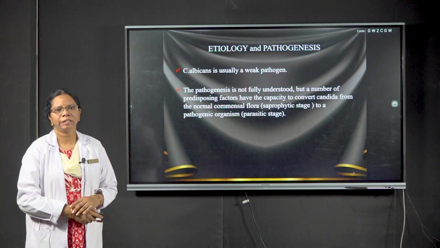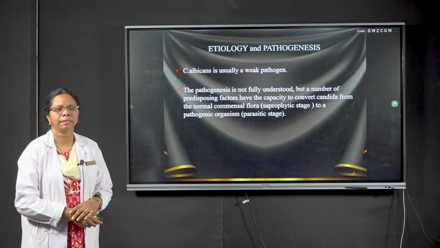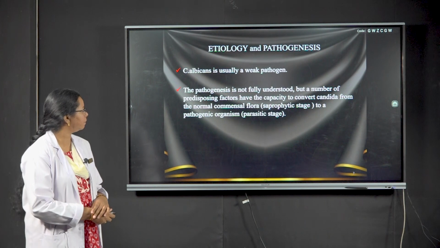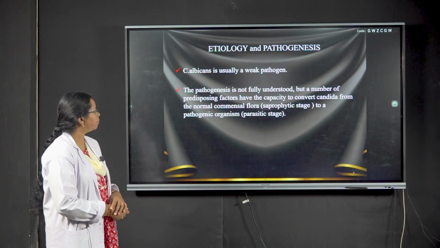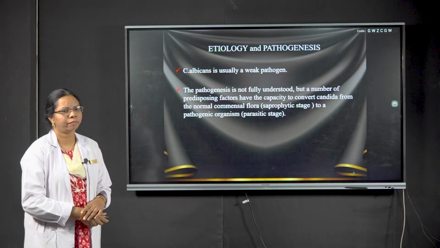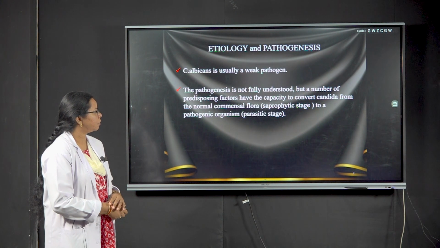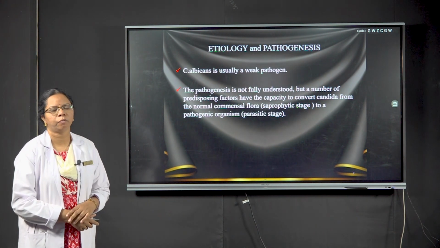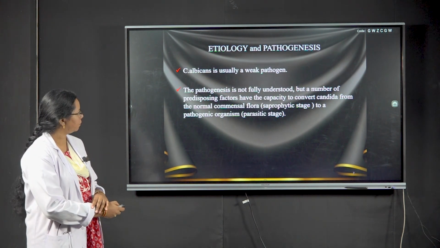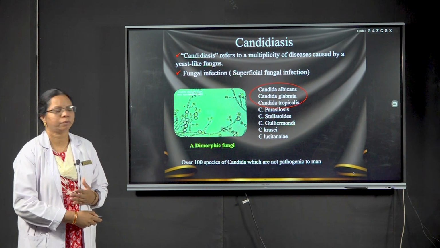Coming to the etiology and pathogenesis, Candida albicans is the main etiological agent. It is a very weak pathogen. The pathogenesis is not fully understood, but a number of predisposing factors are identified which convert the Candida of the normal commensal flora, a saprophytic stage, to a pathogenic organism of the parasitic stage. As I have said, there are more than 100 species of Candida.